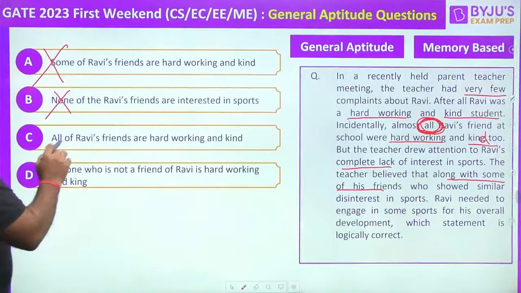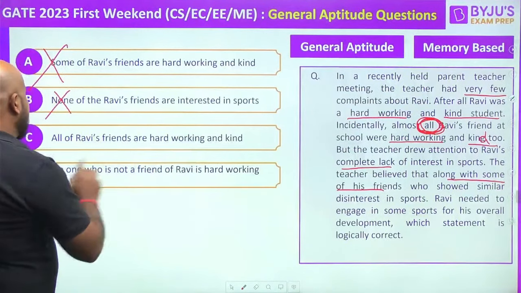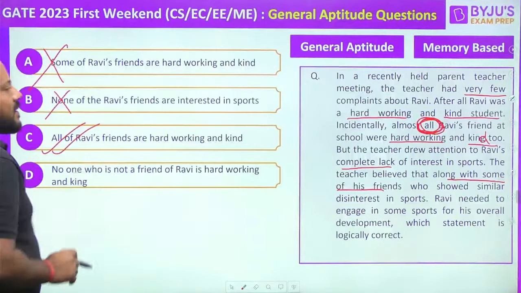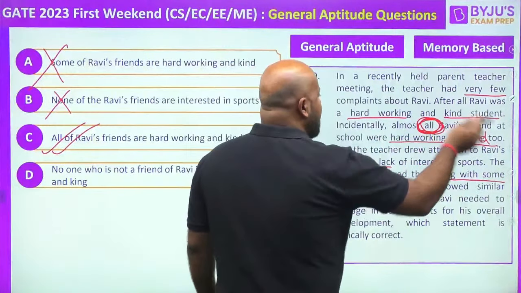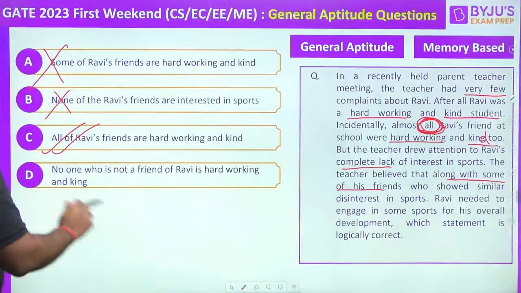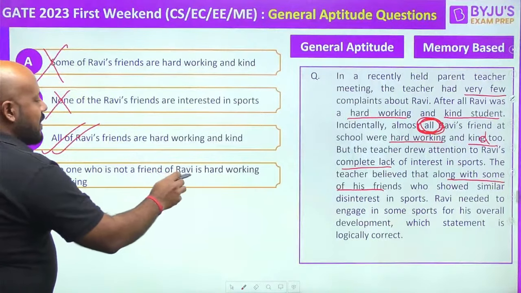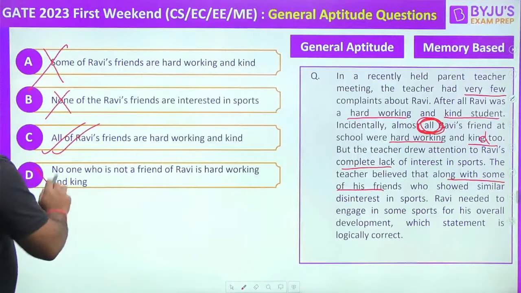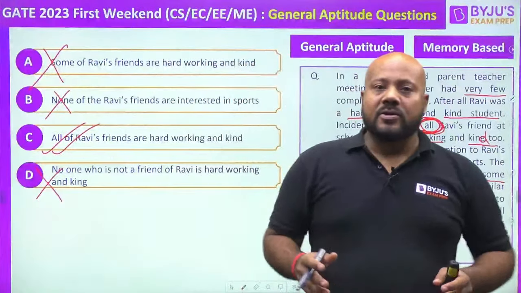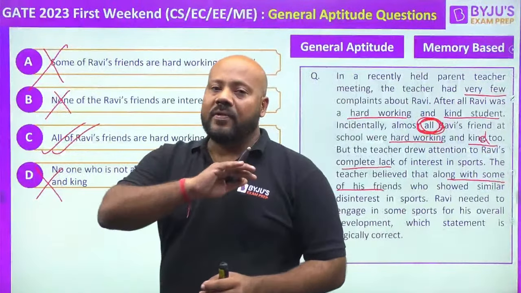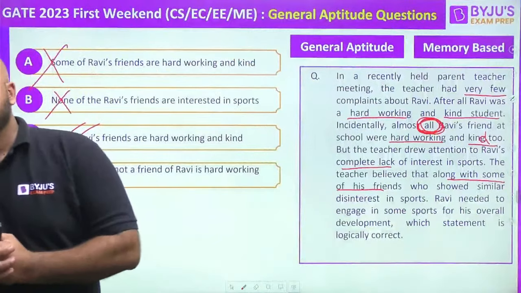Option C: all of Ravi's friends are hardworking and kind. This is 100% written in the passage. All of Ravi's friends at school were hardworking and kind. Option D: no one who is not a friend of Ravi is hardworking and kind. This is a wrong interpretation because there is no information given for those students who are not a friend of Ravi. Is it clear, everybody? Just tell me in the comment section.